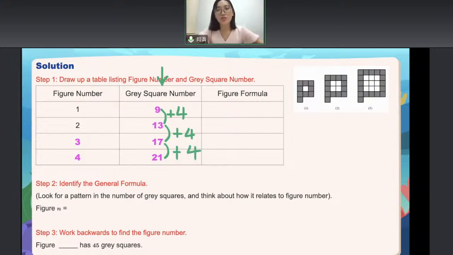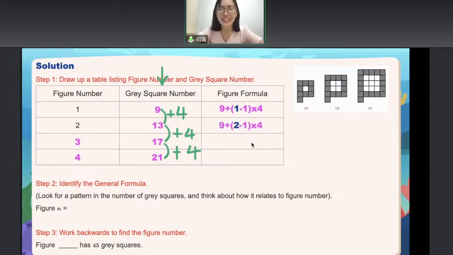Okay, so here, let's try to summarize. So when it is the figure 1, do we need to add any 4 here? No. So the basic part is only 9 gray squares, right? So actually we can write it as 9 plus 0 times 4. There's no 4. And what about if it is the figure 2? How many 4 do we need to add? Yes, we only need to add 1 4.